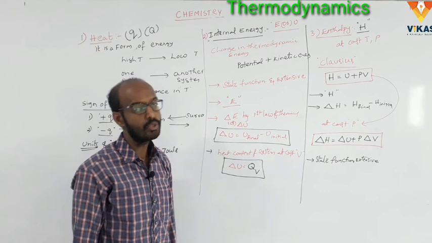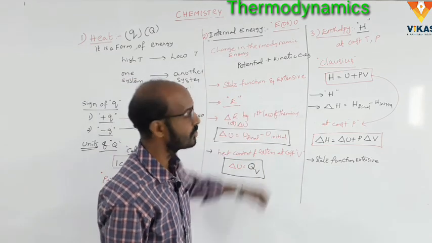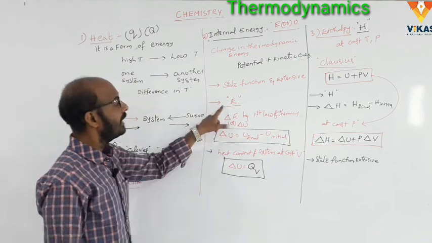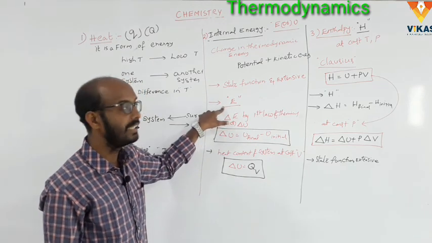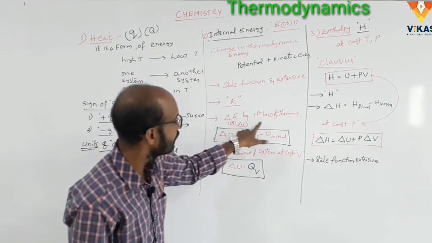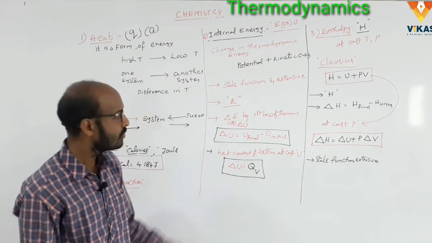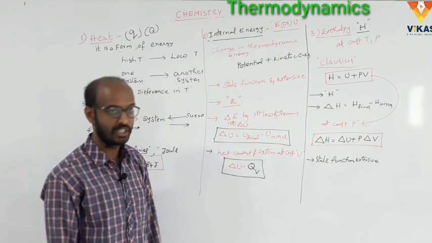Here extensive means it depends upon the total amount of the substance. So it is an extensive property and state function. We cannot determine the absolute value of the internal energy. We can determine the change in the internal energy based on the first law of thermodynamics. So what is meant by delta U? Delta U is equal to U final minus U initial.